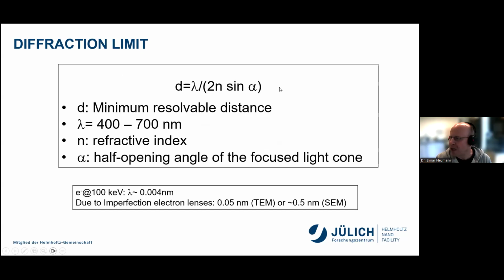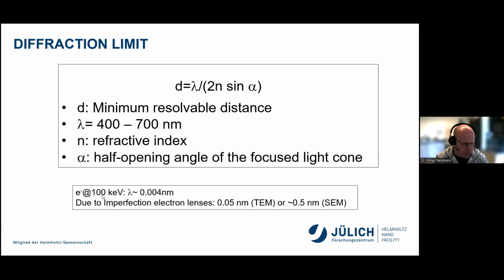So the reason why we go from light to electrons is obvious. We all probably know the diffraction limit. That means basically that the minimum resolvable distance of two objects is directly linked to the wavelength that we're using. Visible light ranges roughly from 400 to 700 nanometers. And the other parts here: n is the refractive index, alpha is the half opening angle if the image is in focus.